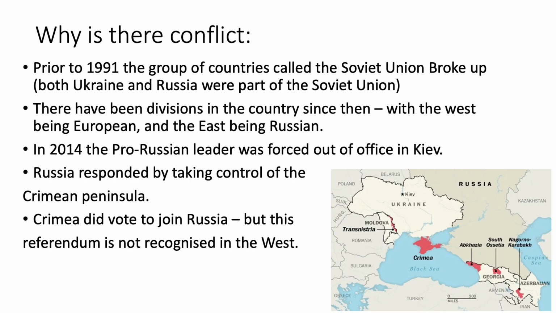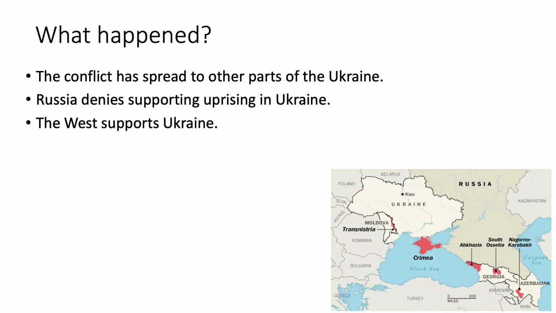Once Russia took control of the Crimea Peninsula, there was an election, there was a vote, and Crimea did vote to join Russia. However, this referendum isn't entirely recognised, because there's a disagreement over how fair and free it was. So this conflict spread to other parts of the Ukraine. A lot of people have argued that these uprisings are supported by Russia, but Russia doesn't think it's done anything wrong, but the West supports Ukraine.